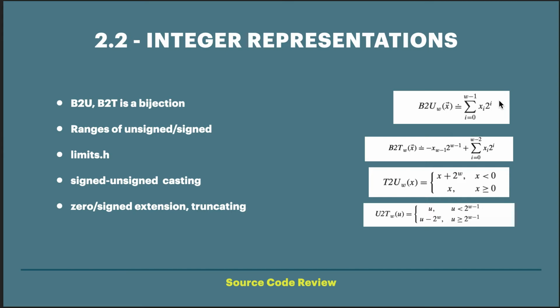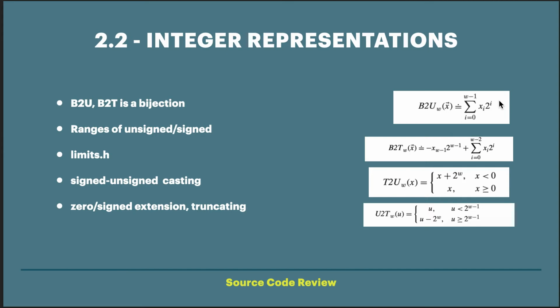Okay, section 2.2, integer representations. So these 4 formulas right here are from the book. I claim no credit for them, although I would imagine I'm allowed to put them on here just because they're so universal. So B2U means binary to unsigned. B2T means binary to 2's complement. I'll explain what that is in a second. And T2U means 2's complement to unsigned. U2T means unsigned to 2's complement.